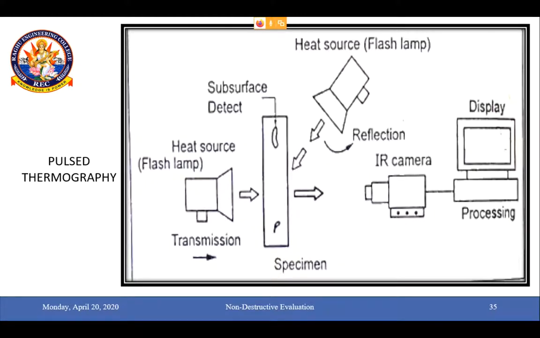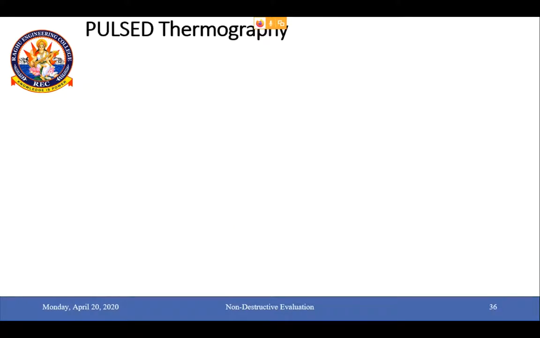But for now, just understand the total concept of your pulse thermography. You are using an external source, and this external source is your flash lamp. Whenever you are going to use an external source, and if this external source of excitation happens to be a flash lamp, then it is known as your pulse thermography. For the time being, don't worry about your transmission method or reflection method. I am going to discuss both of them in the coming slides. I'm going to go to the next slide. Right now we are in slide number 35. I'm moving to slide number 36.